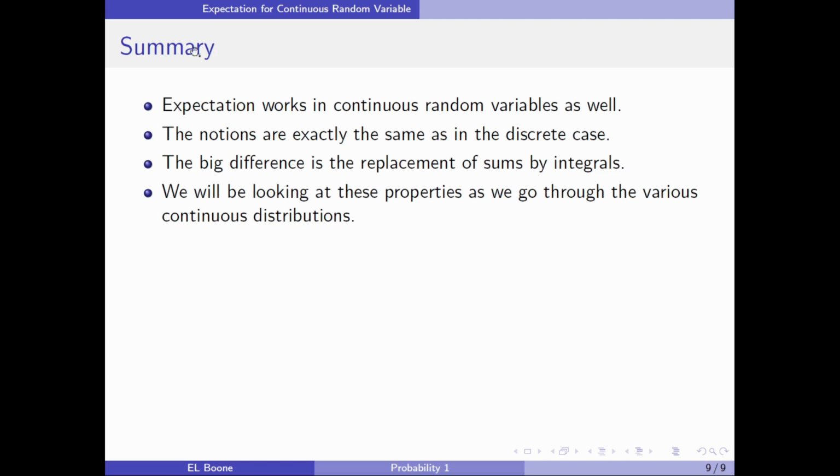So what do we find out? Expectation works in continuous random variables as well. Ideas are exactly the same, balance point and measures of spread. Big difference is the replacement of the sum, that sigma, by the long s, which is an integral. And we'll be looking at these as we move on through the next distributions, and we're going to start them in the next video. See you there.